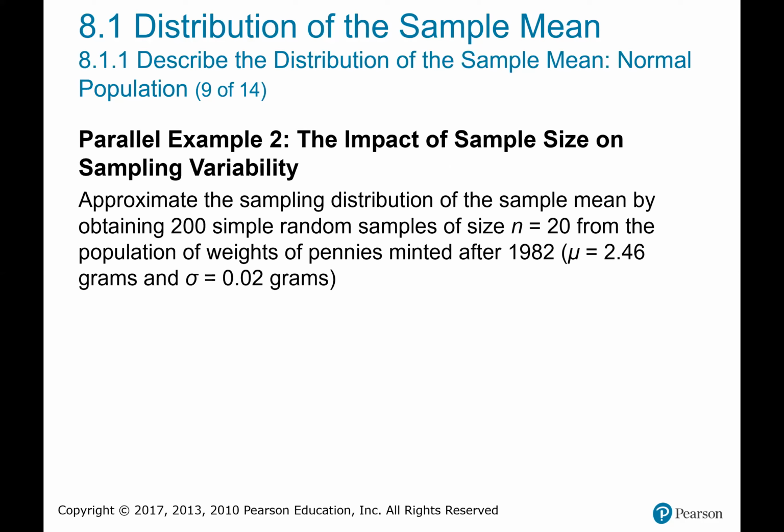Okay, example 2. The impact of the sample size on sampling variability. Approximate the sampling distribution of a sample mean by obtaining 200 simple random samples of size n equal to 20. Remember, last time n was equal to 5. Now we increase 5 to 20. Now see what happened to the standard deviation and the mean.